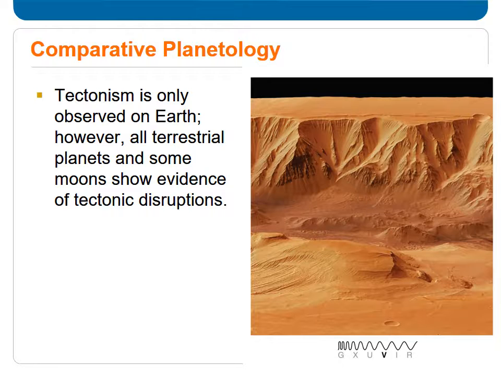Tectonism is only observed on Earth. However, all terrestrial planets and some moons also show evidence of tectonic disruptions. For example, figure 6.16 shows Valles Marineris, the major tectonic feature on Mars. This canyon system is more than 4,000 kilometers long. The image is from the European Space Agency's Mars Express satellite.